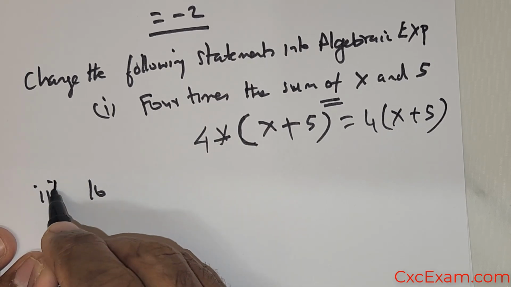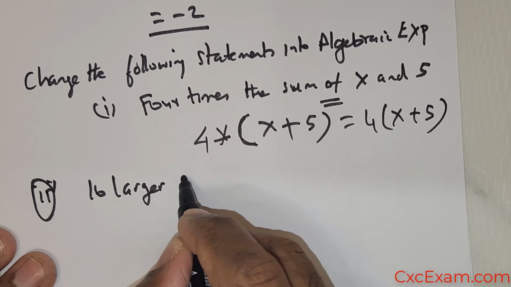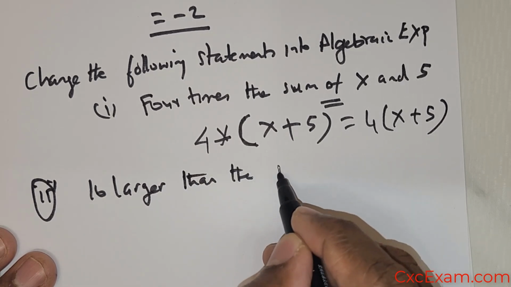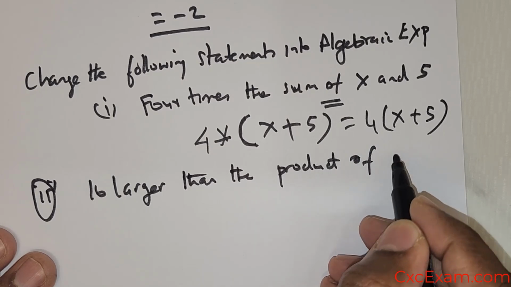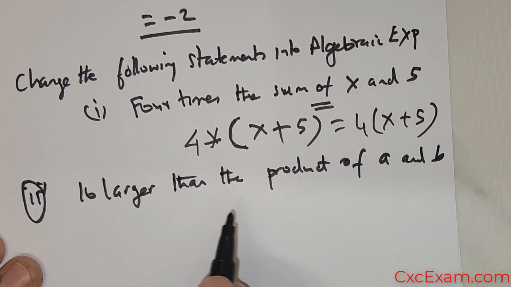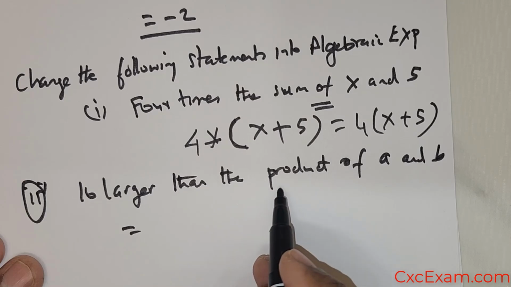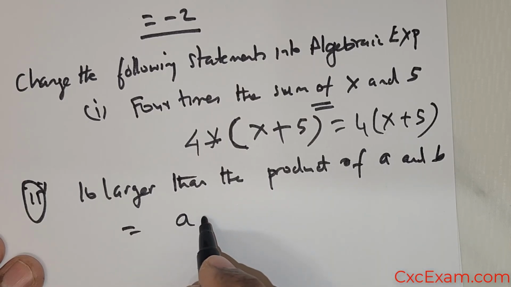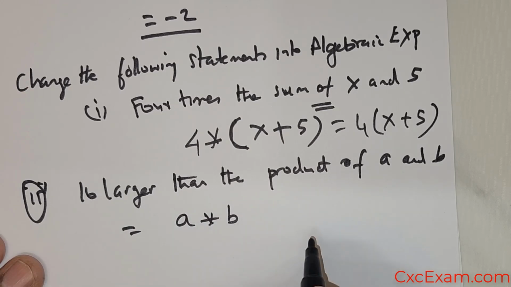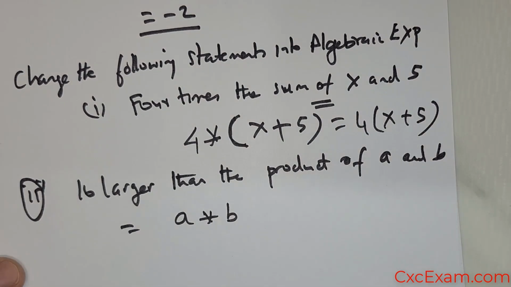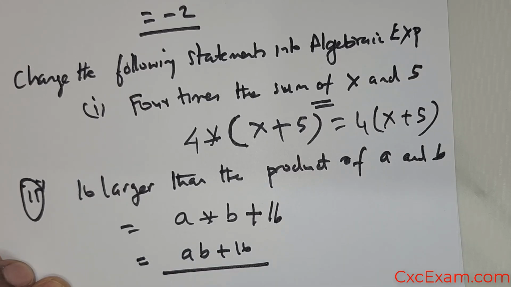Question number 2, 16 larger than the product of a and b. So what do you mean by this? 16 more than the product of a and b. Product of a and b means a times b. 16 larger, so we have to place in the value of 16. Where are we going to place it? Simply add 16. If you were to rewrite this, this is going to be ab positive 16. So that's the final solution for this question.